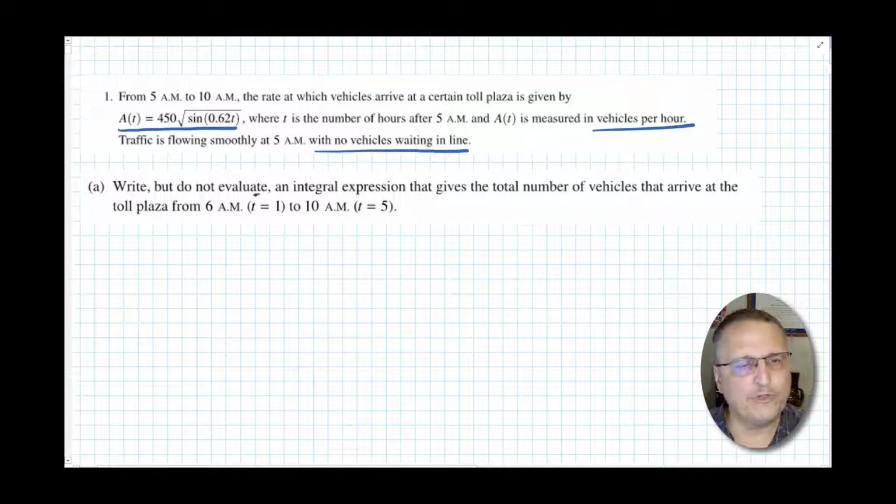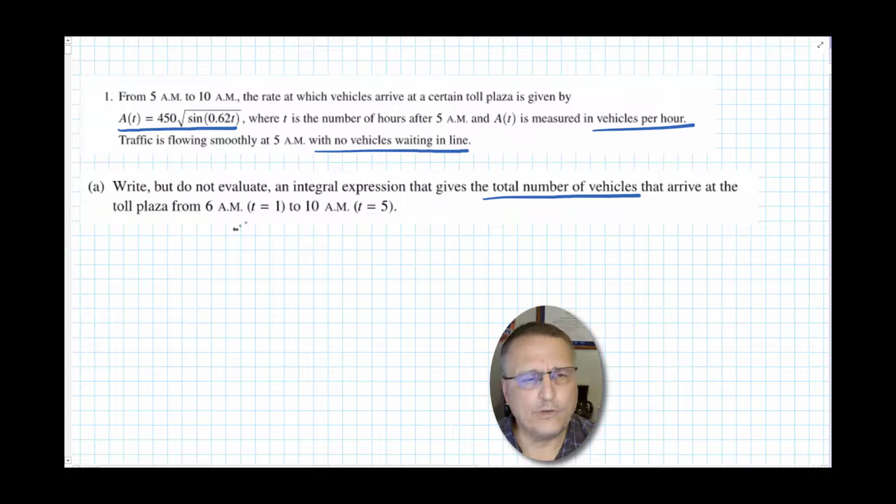Part A says, write but do not evaluate an integral expression that gives the total number of vehicles that arrive at the toll plaza from 6 a.m. to 10 a.m. If we're asked to find the total number of vehicles, and they've given us a rate function of vehicles per hour, then to get the number of vehicles over that time interval I just integrate the function. So I'm going to integrate A of t dt from 1 to 5. That will give me the total number of vehicles that arrive at the toll plaza. I do not need to put the 450 times square root of 0.62 times sine of 0.62t into the integral. I can just refer to A of t, and that's fine.